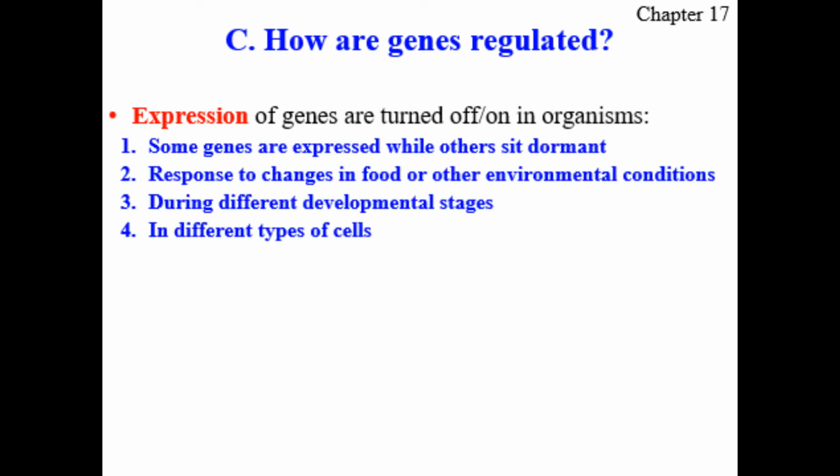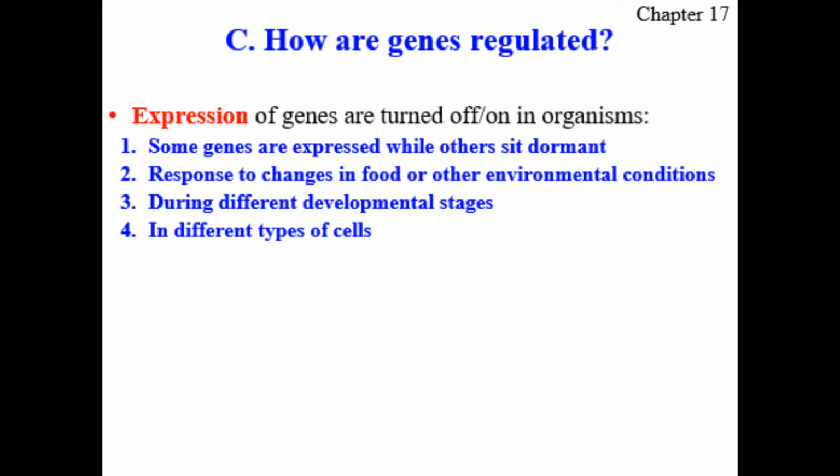Well, in terms of gene expression, all those genes that are in our DNA, those 25,000 genes, if we have that many, they're not all expressed all the time. Some of them are expressed while some of them sit dormant. That's what we're going to look at. Some of them are expressed while other ones are never expressed.